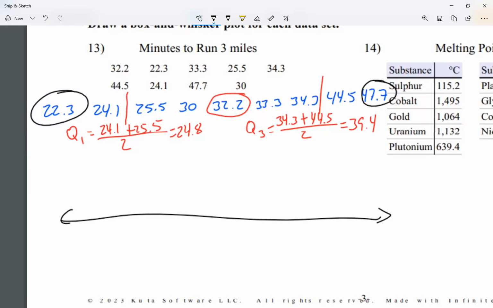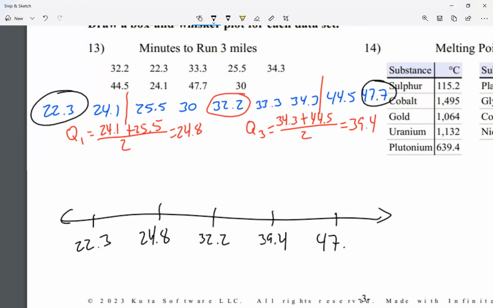In my list, it has to have a 22.3. Because I'm doing it by hand, I will include decimals. It has to include 24.8 because that's my lower quartile. It has to include 32.2 because that's the median. It has to include 39.4 because that's the upper quartile, and it has to include 47.7. There's 5 numbers I need to have.